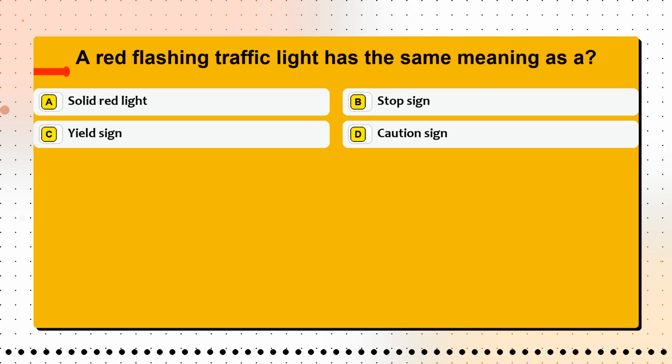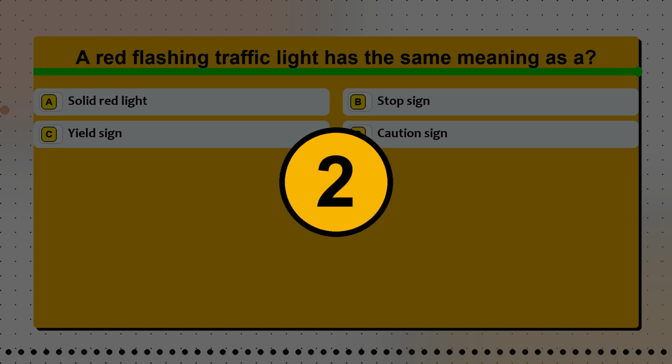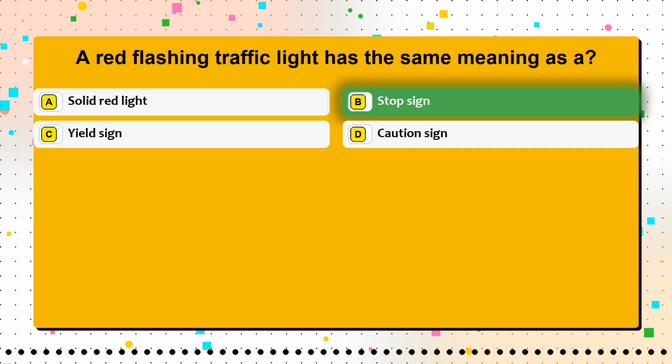Question 7. A red flashing traffic light has the same meaning as a? Here are the options. Option A: solid red light. Option B: stop sign. Option C: yield sign. Option D: caution sign. The correct answer is option B, stop sign.